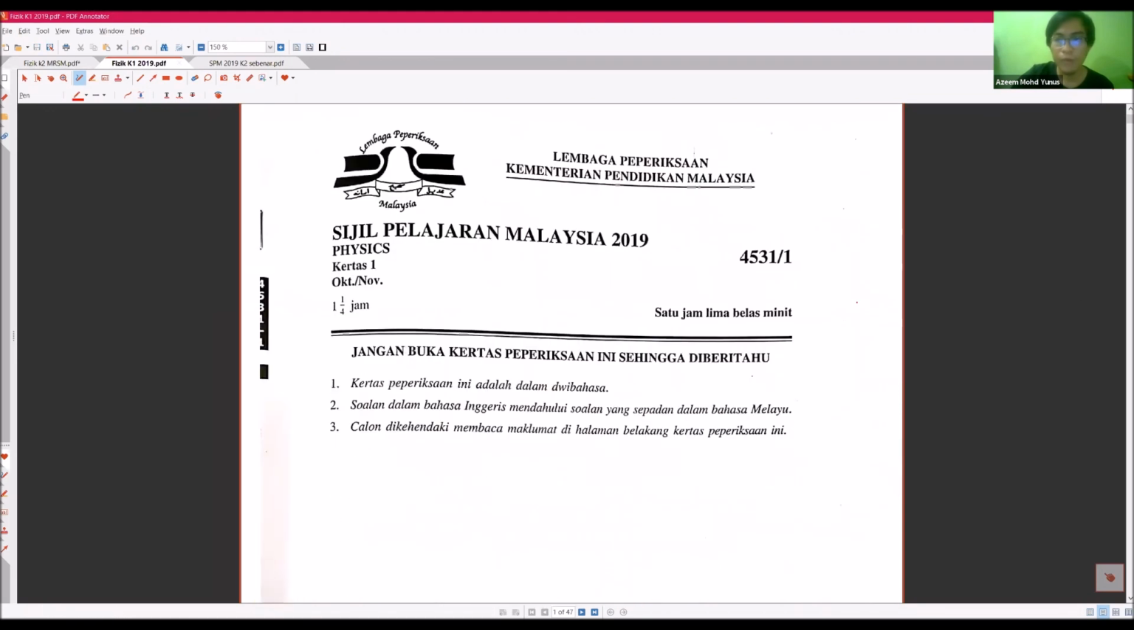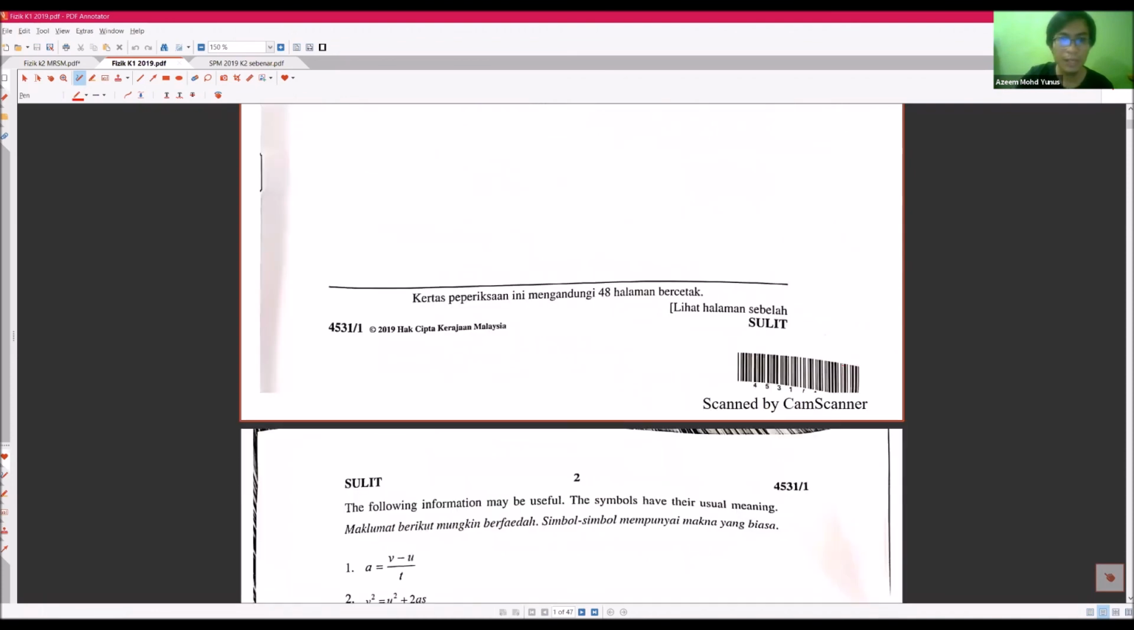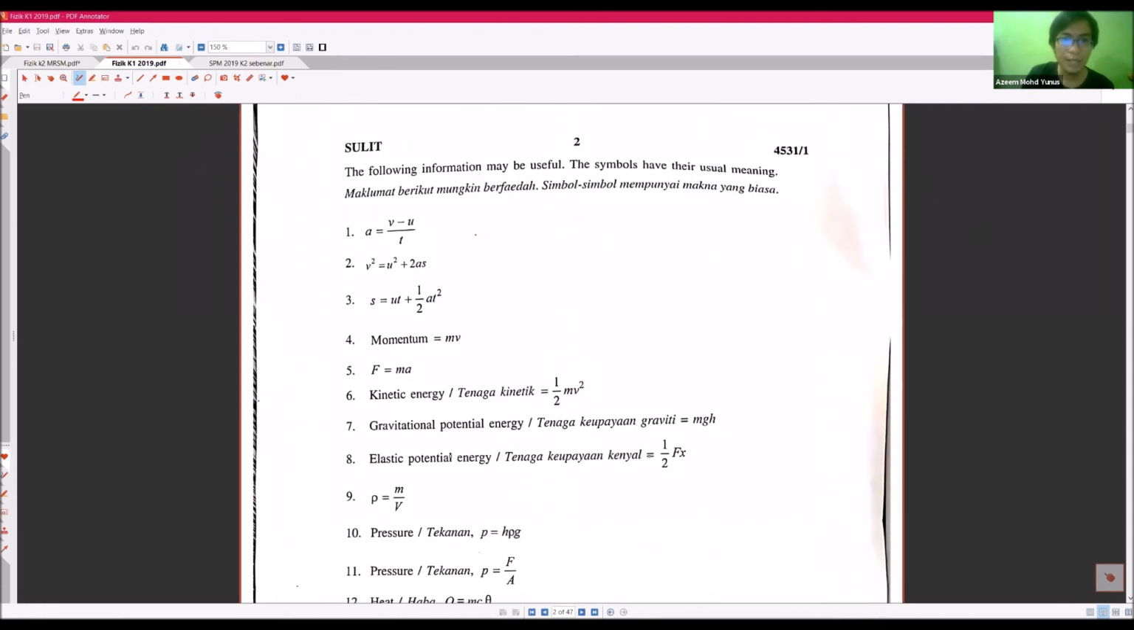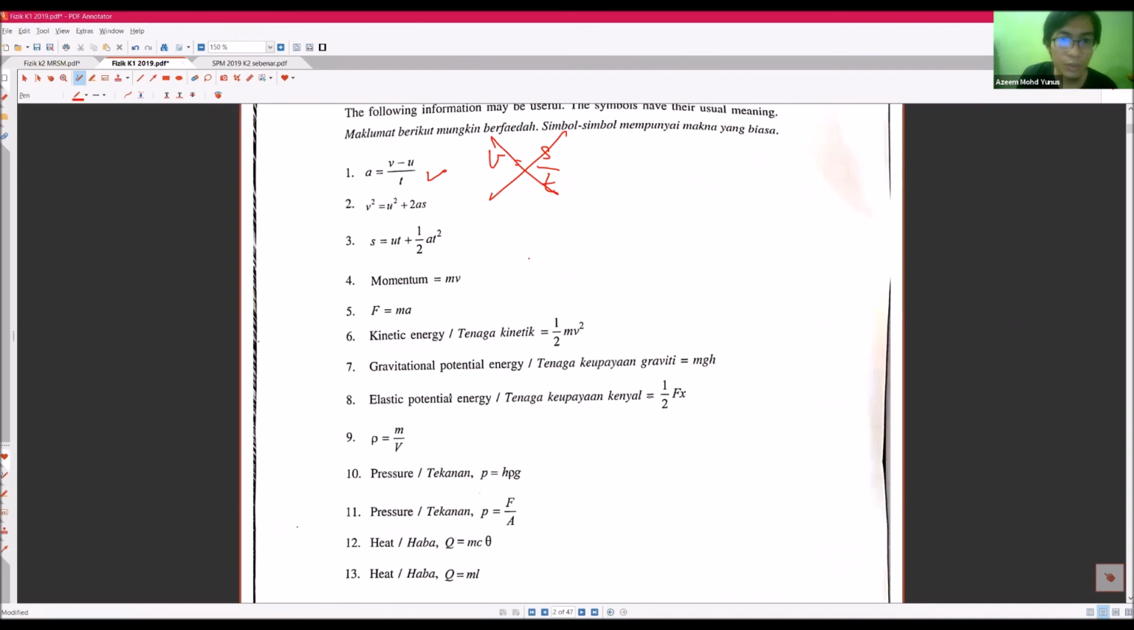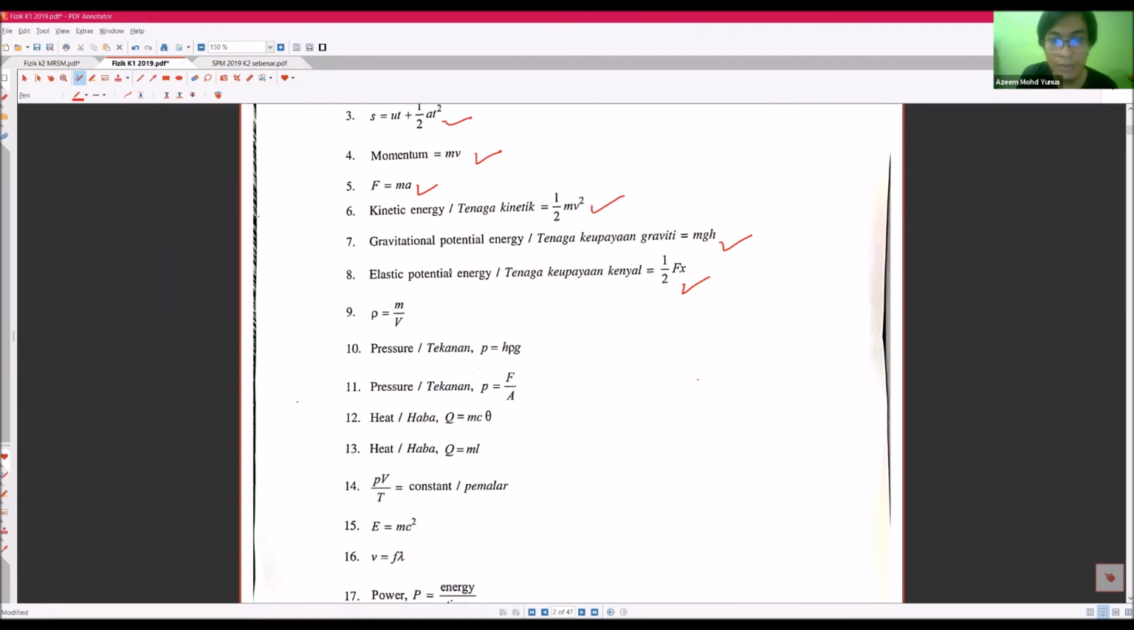So this is paper one. I'm going to go to the list for paper one. Again, we start with the acceleration, because it needs to be memorized. And then the usual formulas for linear motion, the force F equals ma, the energy, gravitational potential energy, the elastic potential energy. I forget that elastic potential energy has another form of formula other than this one.